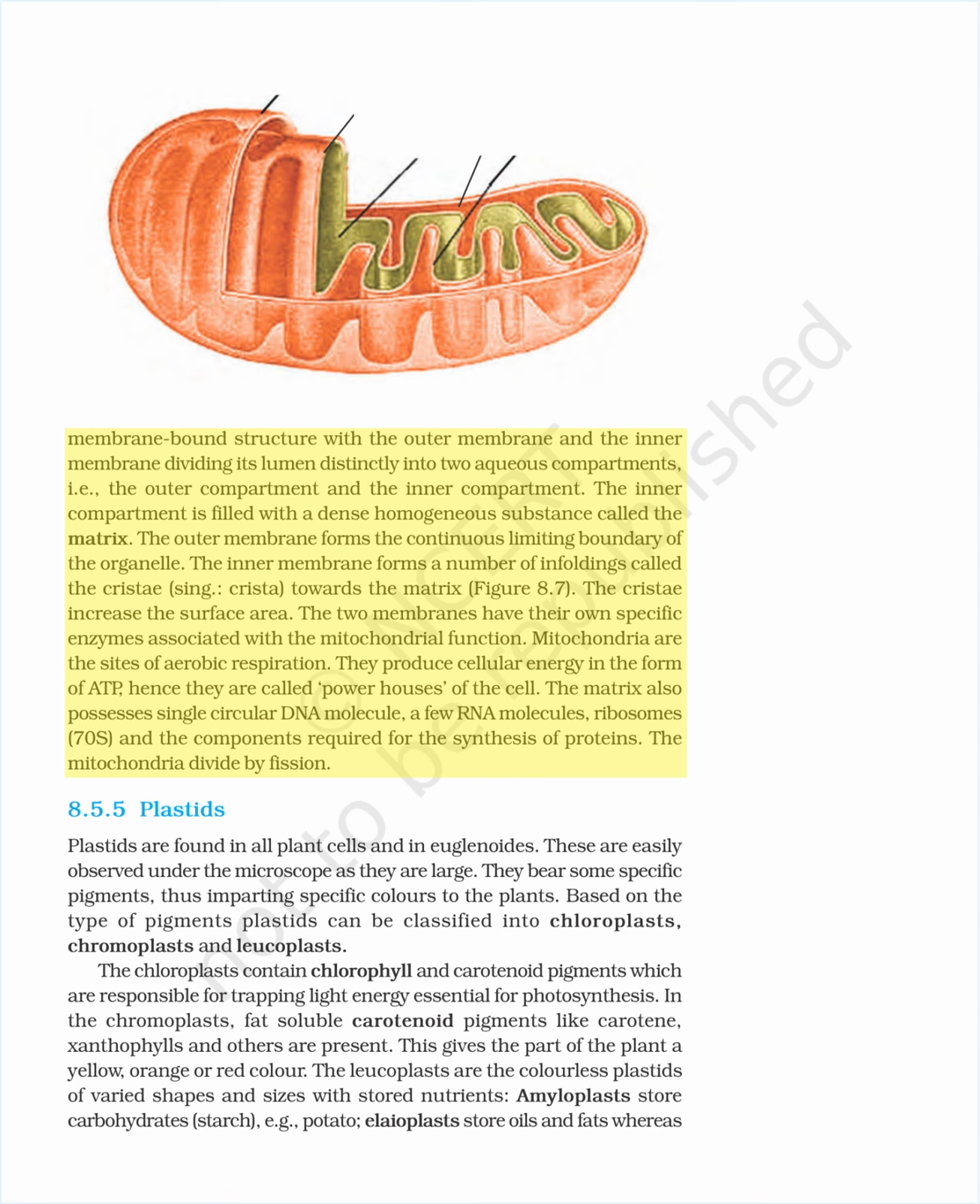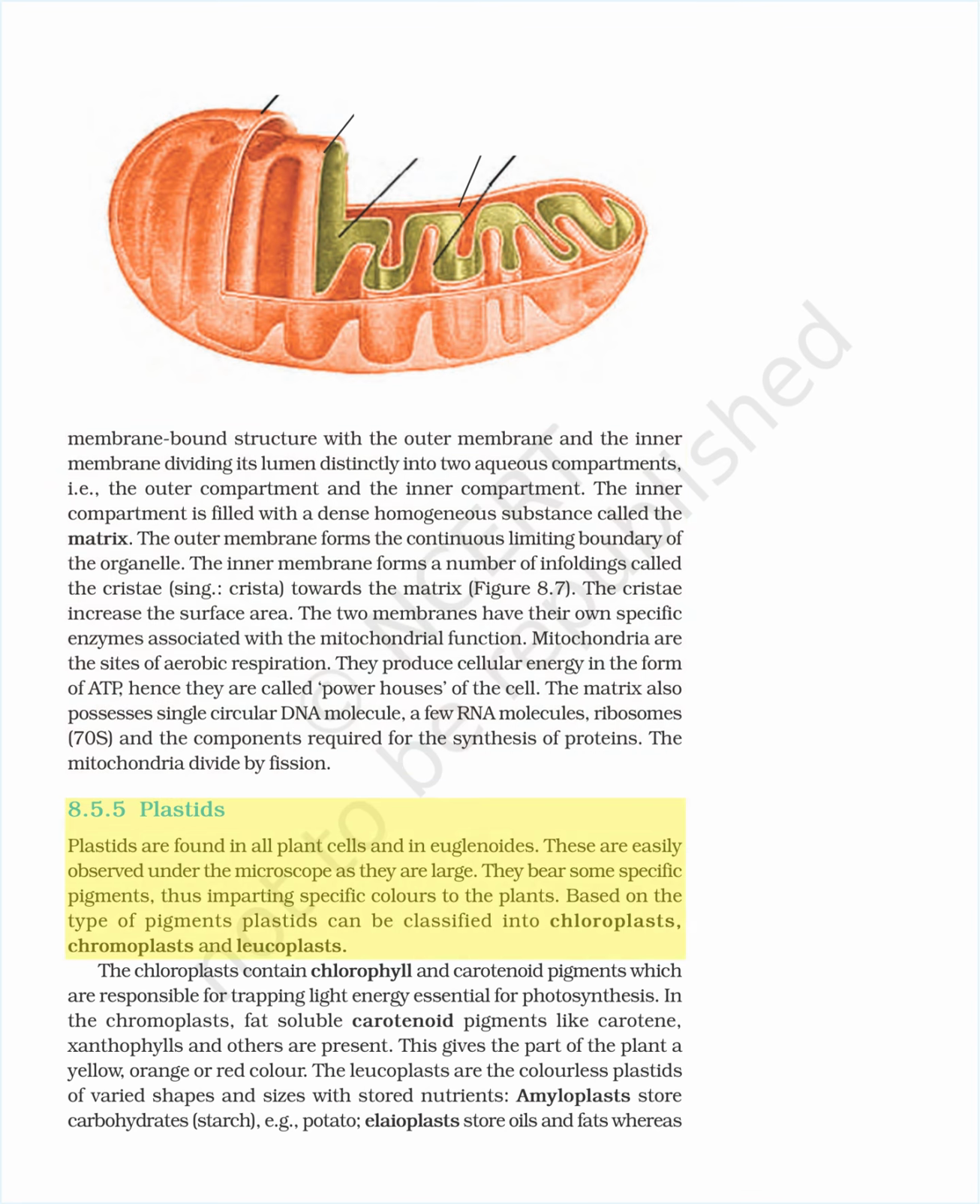Mitochondria are the sites of aerobic respiration. They produce cellular energy in the form of ATP, hence they are called powerhouses of the cell. The matrix also possesses a single circular DNA molecule, a few RNA molecules, ribosomes, 70S, and the components required for the synthesis of proteins. The mitochondria divide by fission.